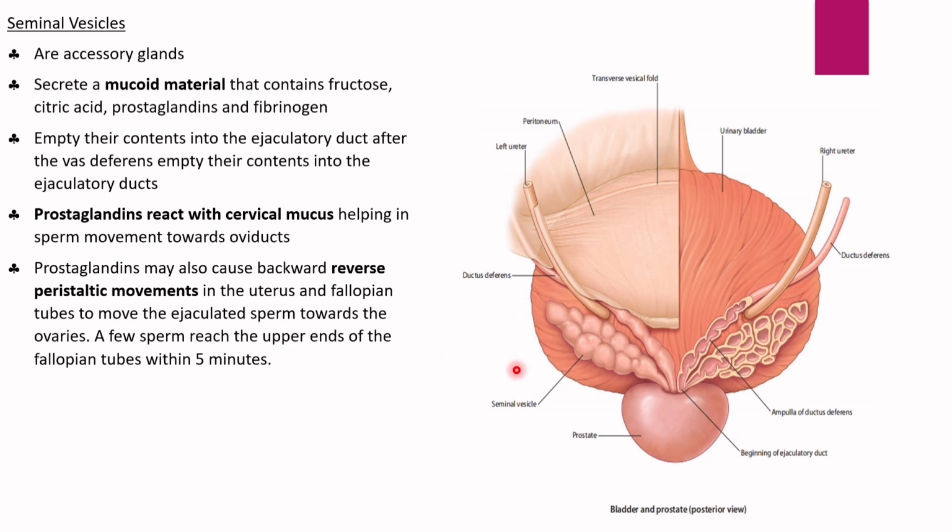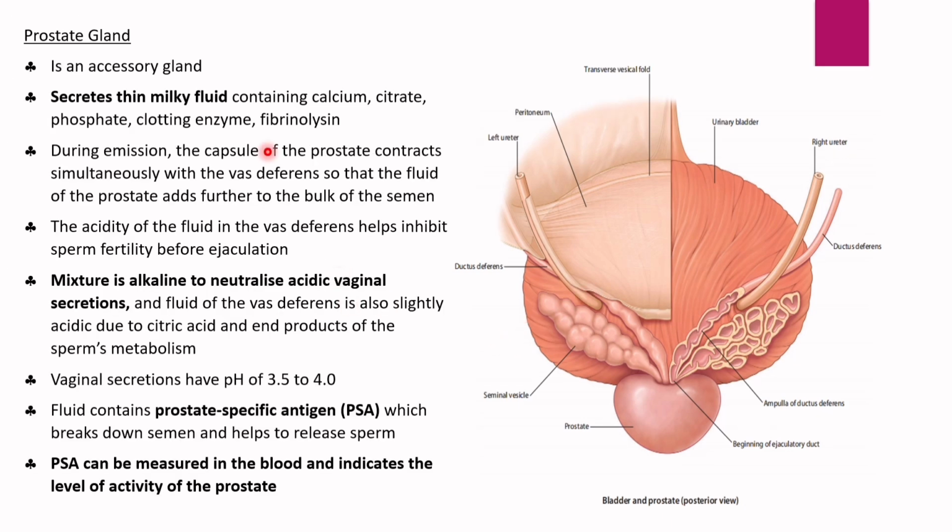This prostaglandin will also help cause the sperm to move into the fallopian tubes or oviducts, so that they can fertilize the what? The oocyte. The prostate is also an accessory gland which secretes a milky fluid which contains calcium.